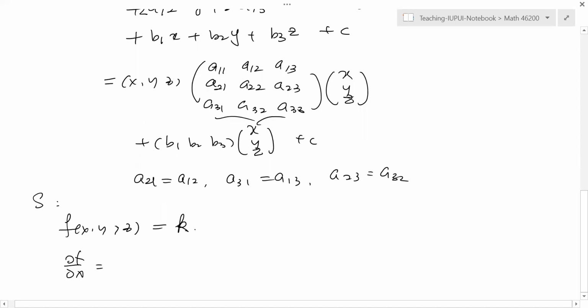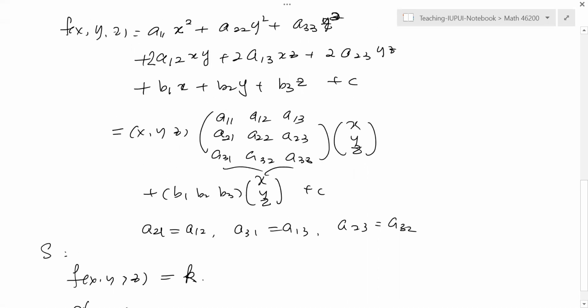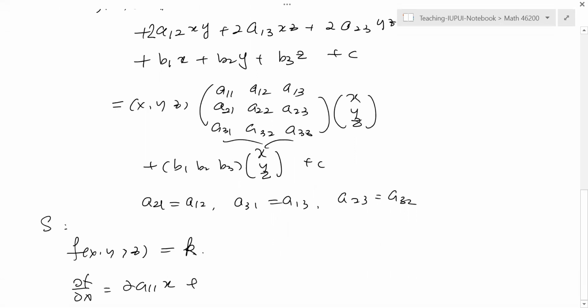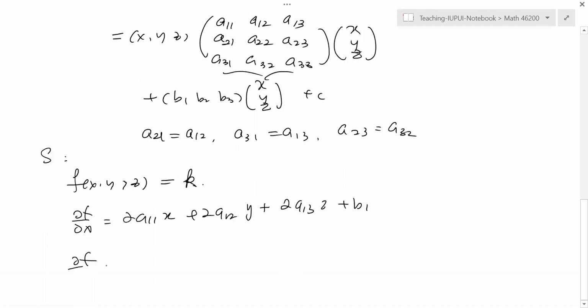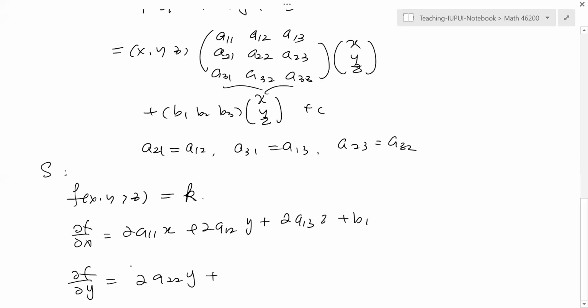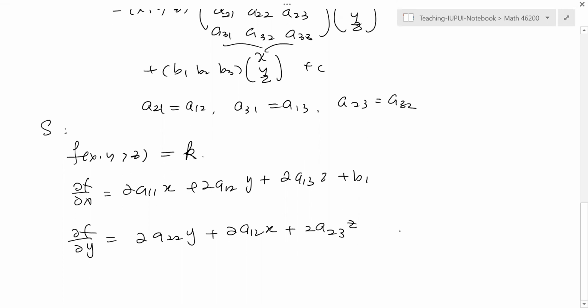So we calculate the derivative: A11 x. Any other terms involved? Yes, A12 y, A13 z, and then plus b1. You see, you get linear equations. Then twice A22 y, and which terms contain the y variable? Let's go back and look at A12 x, and I think it's 2 A23 z, because it's yz, and then plus b2.